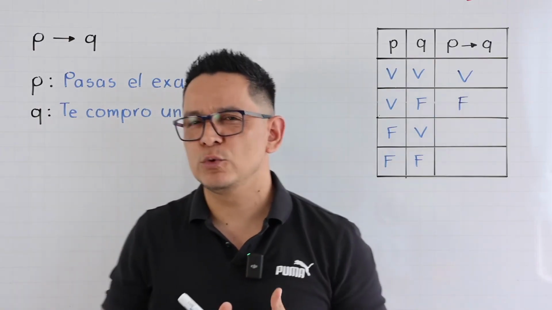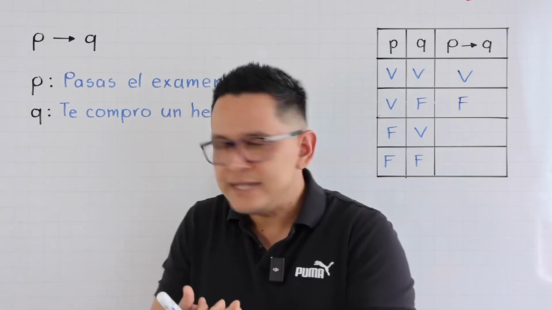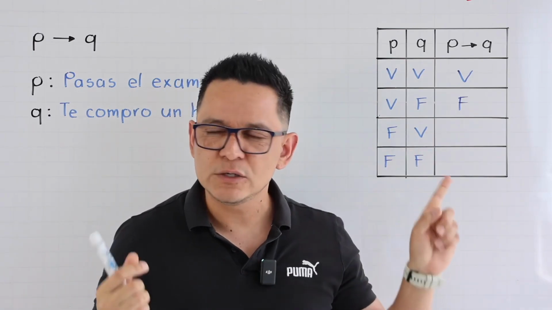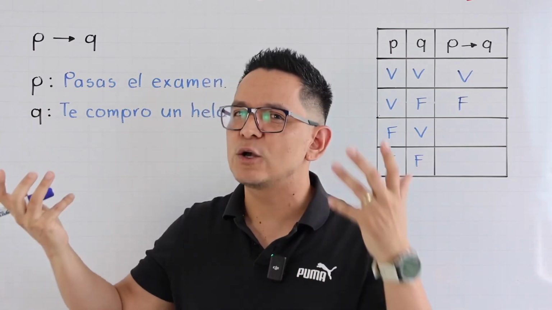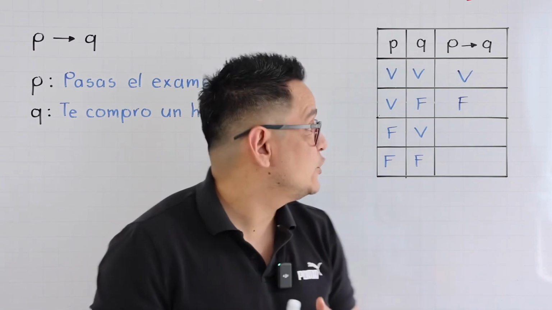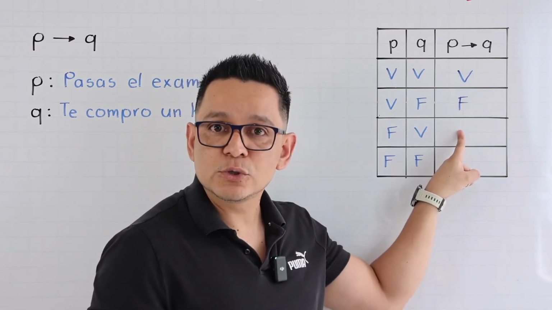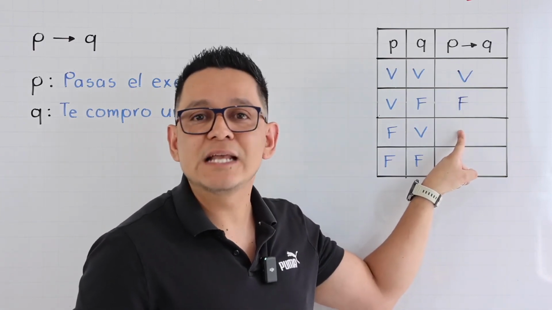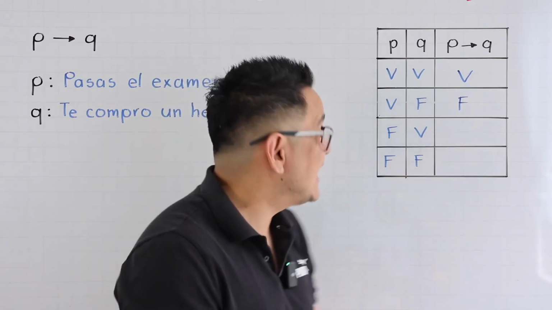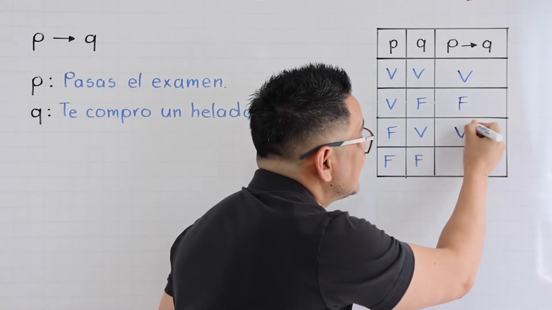So I ask you, am I breaking this condition here? Am I breaking the condition? If you pass the exam, then I'll buy you an ice cream. Am I breaking that condition? No. So I can't say that it's false here because the condition is not being broken. Since I can't say that it's false here, then this condition here must be true.